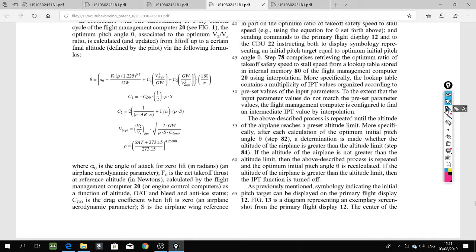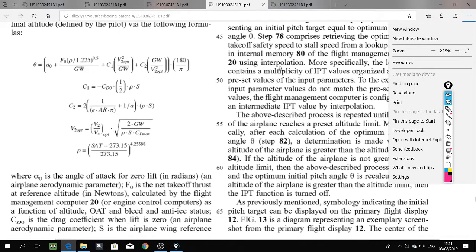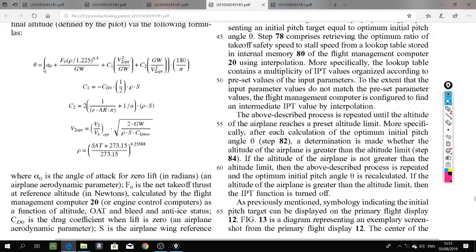So in this formula, wait, I'll just zoom in. In this formula, the pitch angle phi is equal to a naught plus f naught plus rho 1.225 and so on. It's pretty long, right? Here a naught is the angle of attack. F naught is the takeoff thrust in newtons. Of course, the pitch angle also depends strongly on the thrust generated by the aircraft. Then you have other terms, and it is of course calculated by the flight management computer.